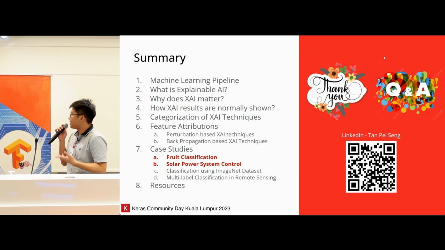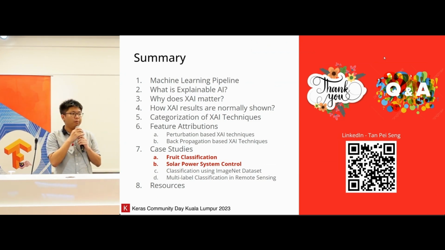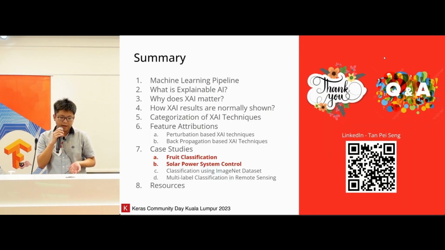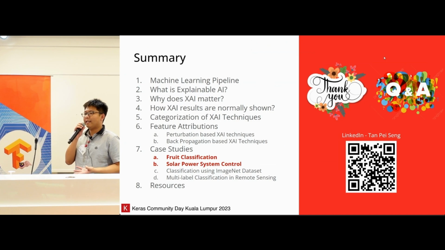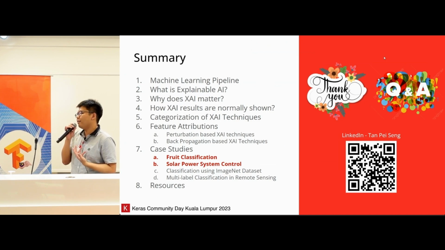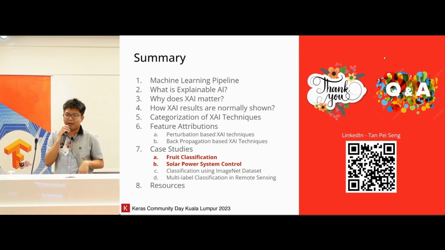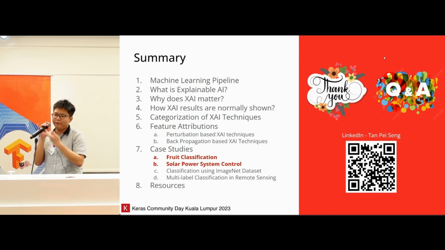I tried to cover some. Mainly I talked about feature attribution. We have two types, perturbation based and backprop based. And then I presented 4 case studies. One is my own, two I got from literature, and the last one I showed you the resource where you can get it. So I'm open for questions, and if you want to connect with me through LinkedIn, you're welcome. Okay, thank you.